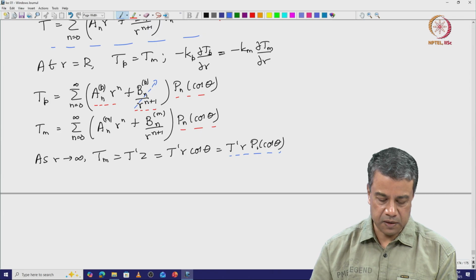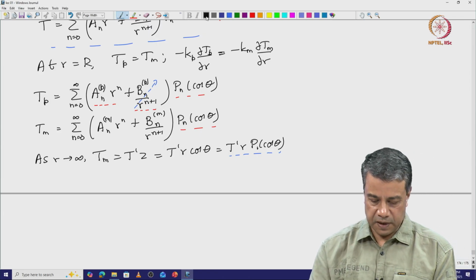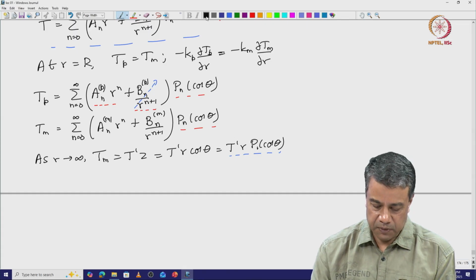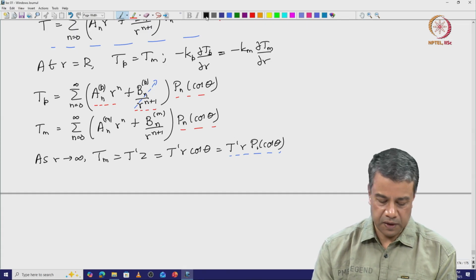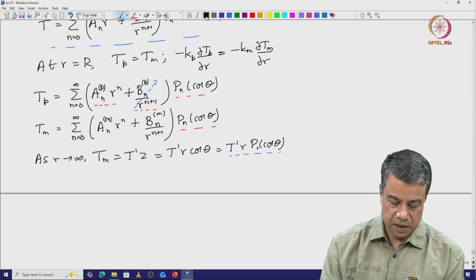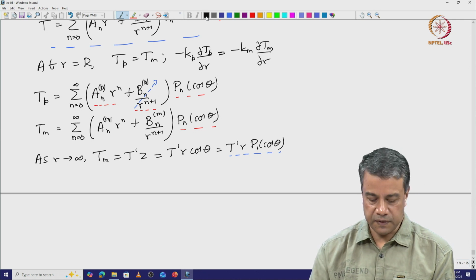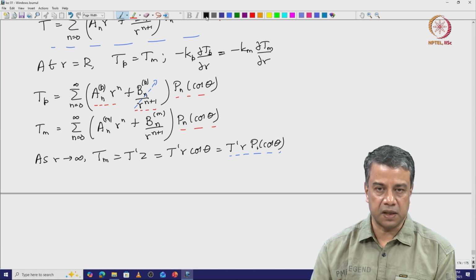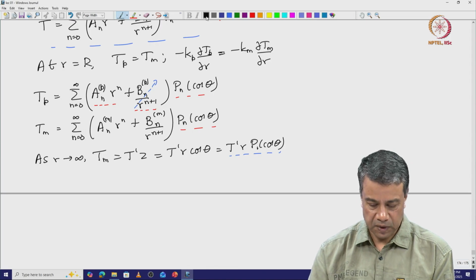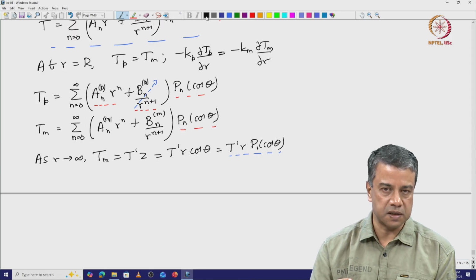In the limit as r goes to infinity, T prime r P1 of cos theta. So, in this series expansion in the limit as r goes to infinity, there is only one term that survives, and that is A n for n equal to 1. In the limit as r goes to infinity, the temperature is proportional to P1 times cos theta. So, basically you have a forcing that is proportional to P1 of cos theta as r goes to infinity.